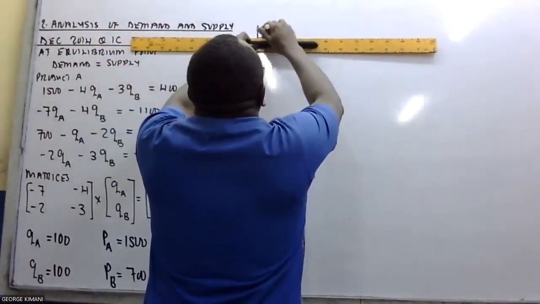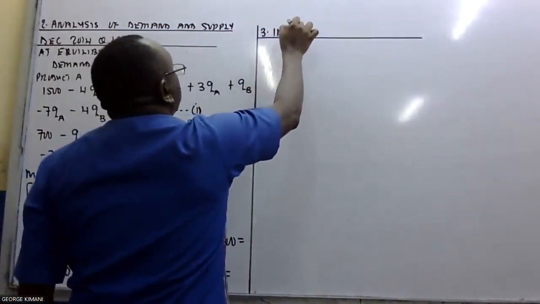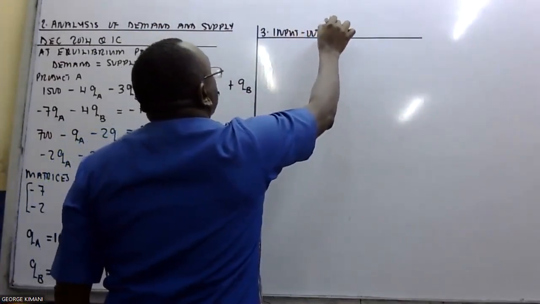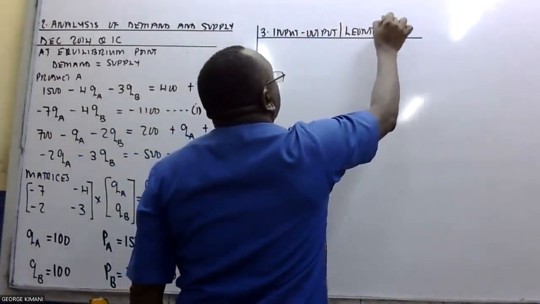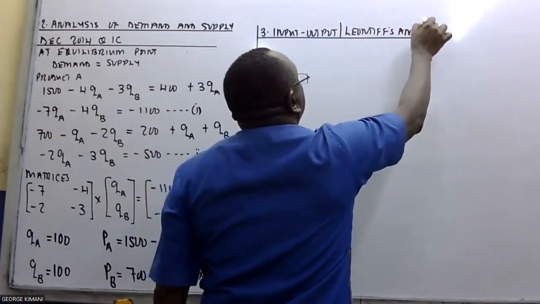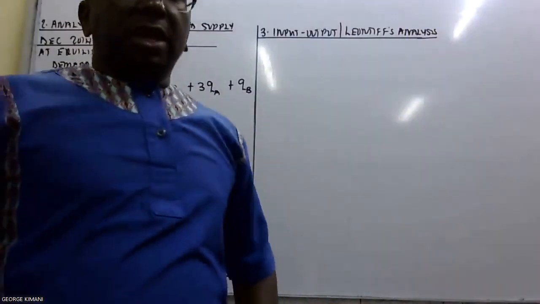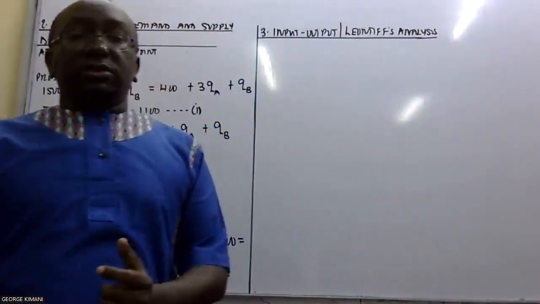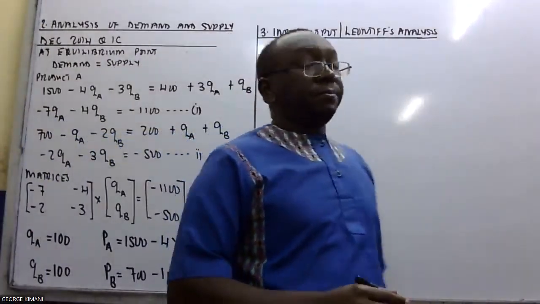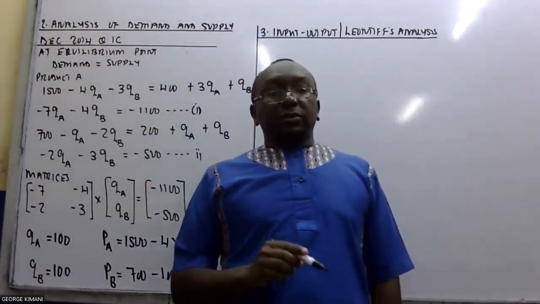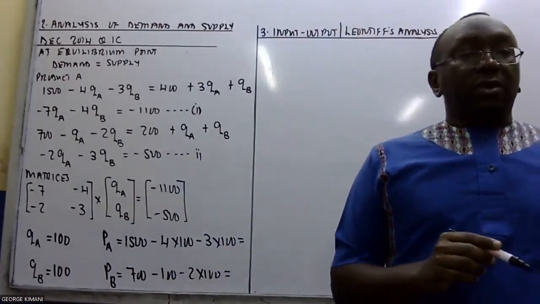The next application, number 3, which is called input output. Some people call it Leontief's analysis. As you already have the notes, I'll just very quickly introduce the area. This is a technique that we use to study the interdependence among sectors in an economy.